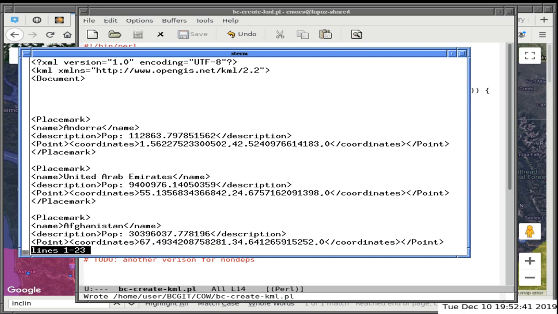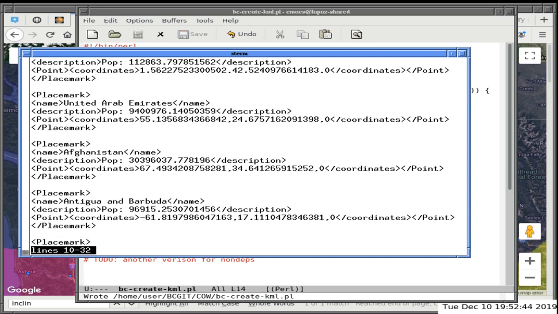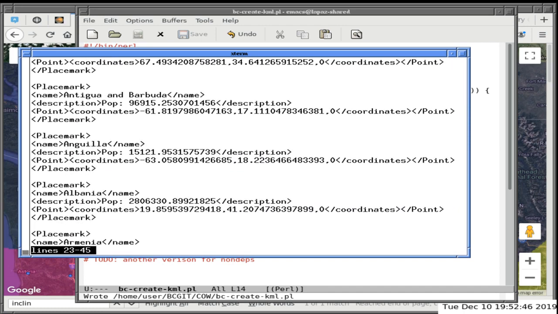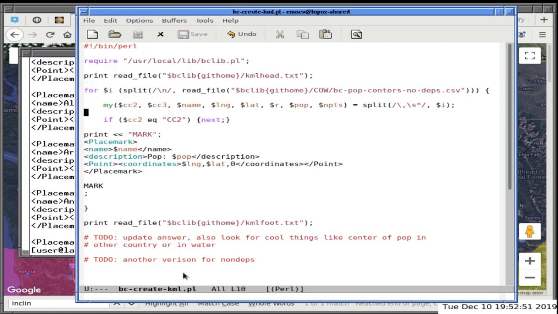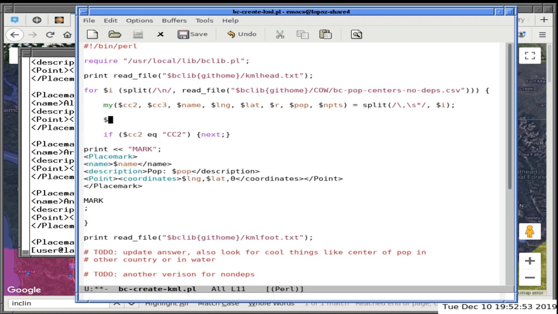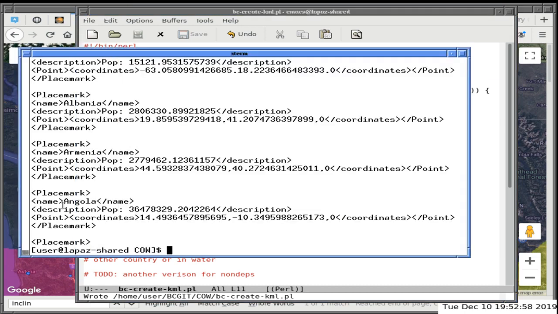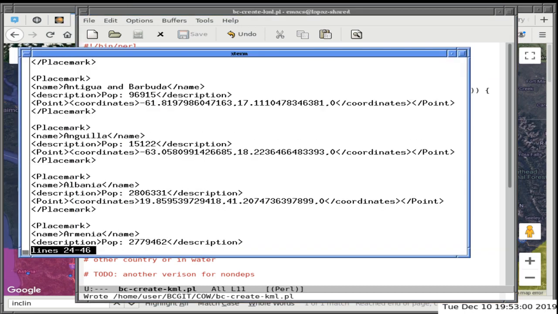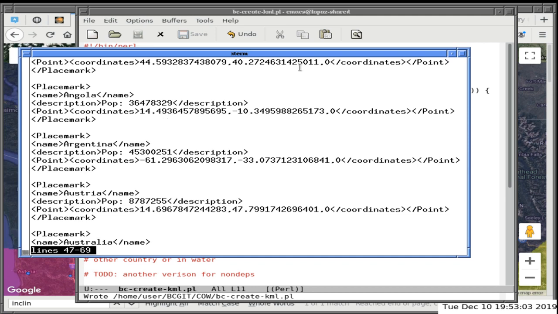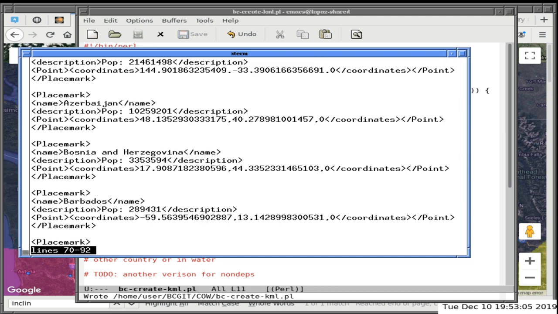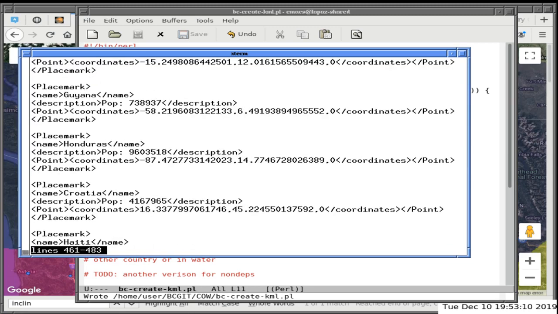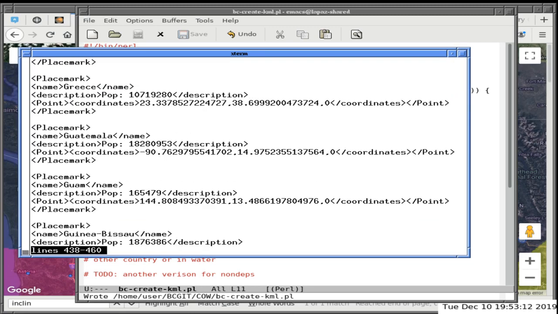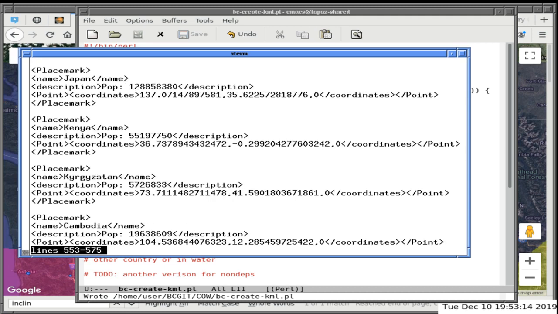So there we are, placemark Andorra, population, and I said I was going to round off the population, and I think I will. It'd be kind of nice to format it with commas and stuff, but I don't think I care that much. Let's do this. And I think we're golden. So now, if this is correct, this is actually ready to go, KML file. Let me quickly run it through.